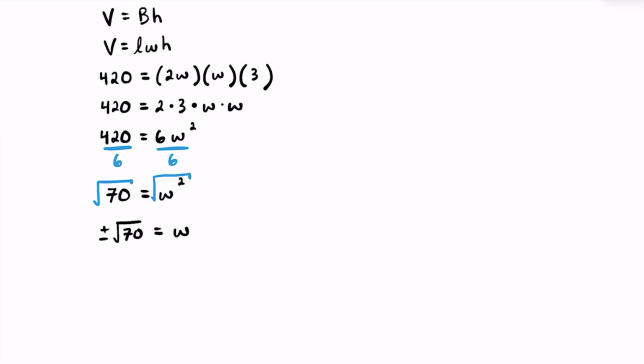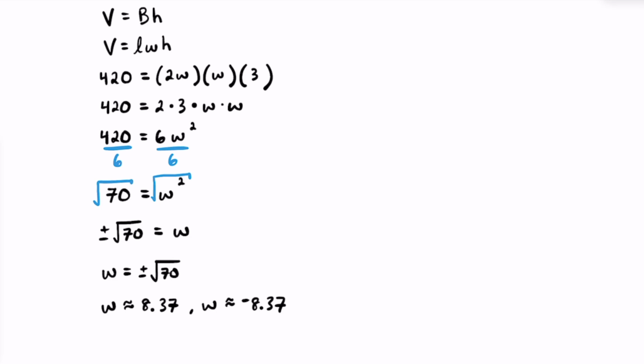Now I'm just going to go ahead and turn this around a little bit just because I like writing my variable on the left side. So we can say that W here is going to be equal to plus or minus square root of 70. And if you go ahead and plug that into a calculator, we would say that the width of this is going to be about positive 8.37 if you round it to the nearest hundredths place here. But you could also say that W is about negative 8.37. So algebraically, you would get this positive or negative version here.